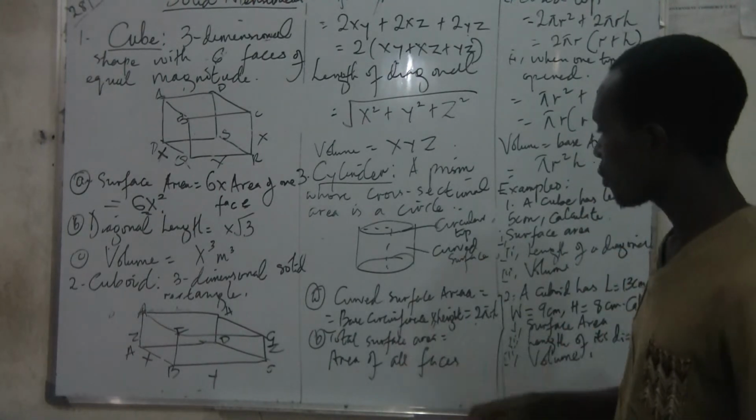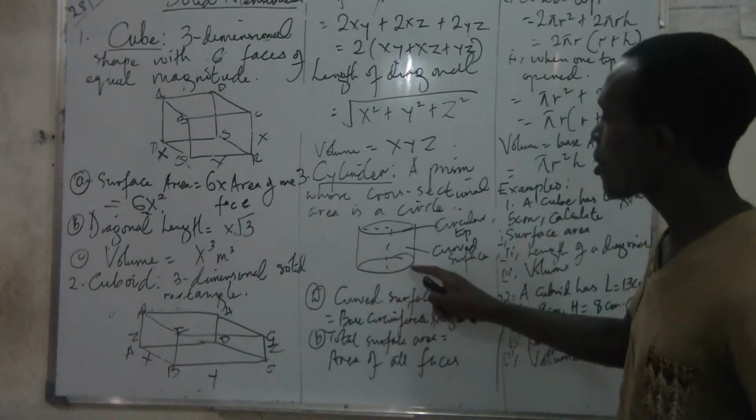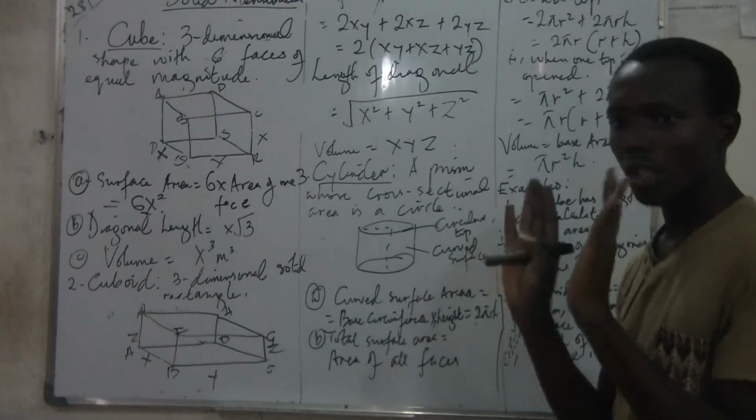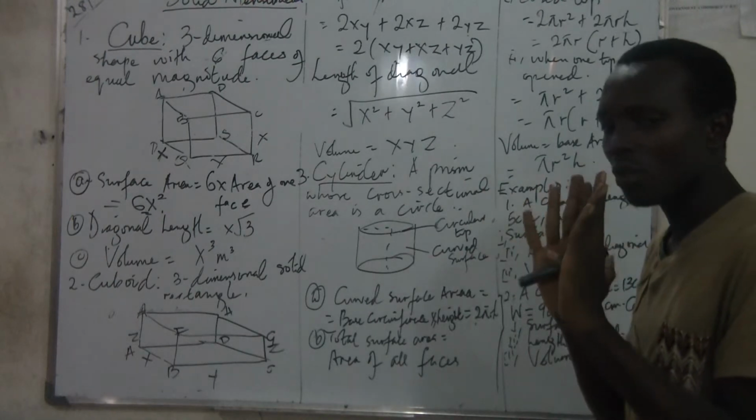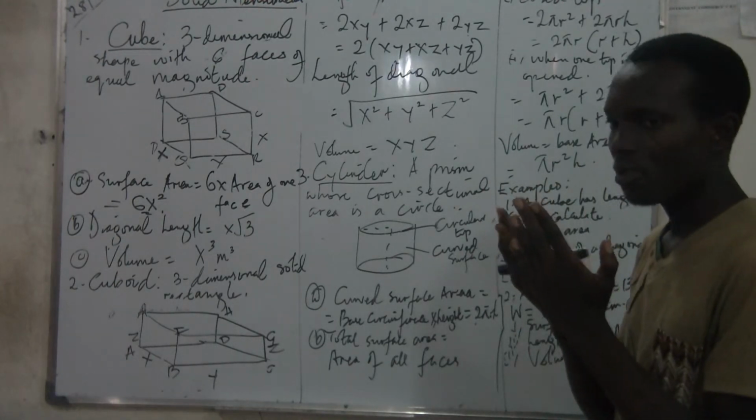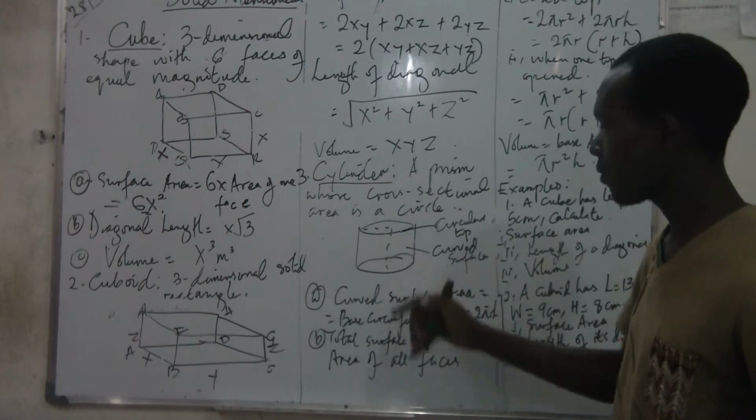And we want to look for the curved surface area of a cylinder. We have the base circumference times the height. Because we're looking for the curved surface, we must have the circumference of the entire base times the height. So it will give us the area of the curved surface.